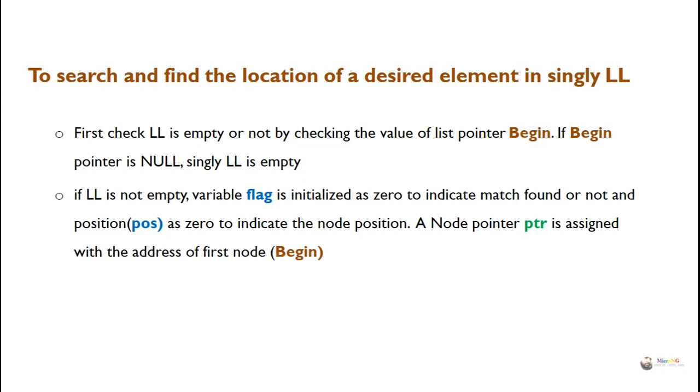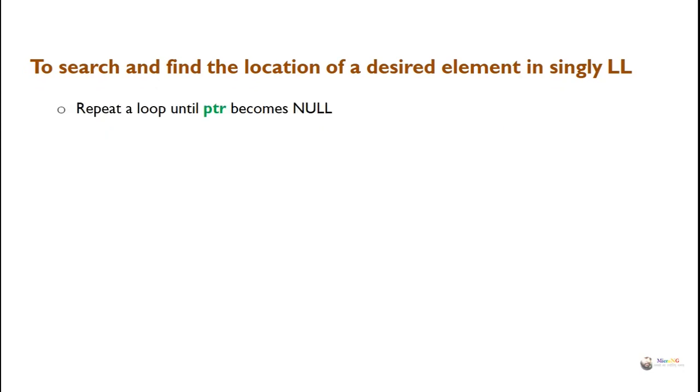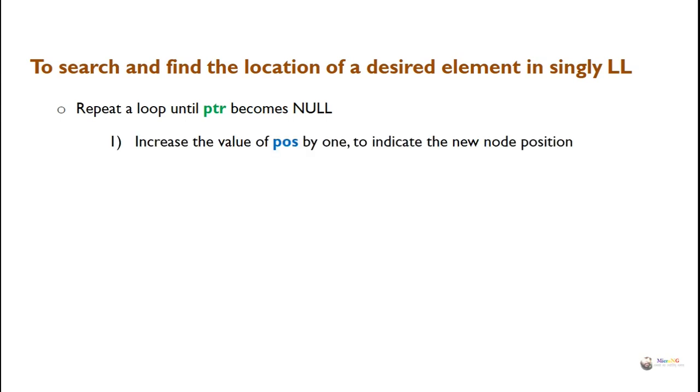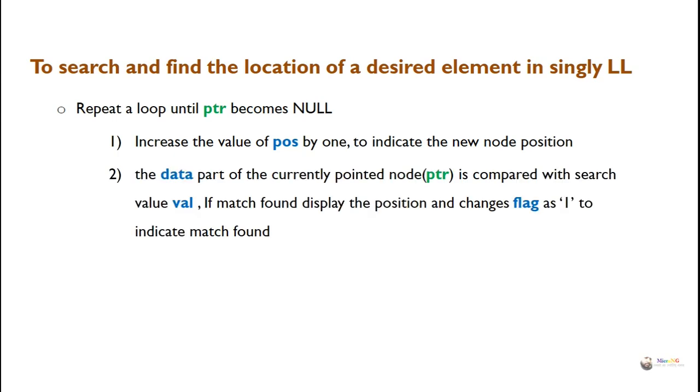A node pointer PTR is assigned with the address of the first node, begin. So in this initialization, flag is initialized as 0, position is initialized as 0, and a node pointer PTR is assigned with the address of the first node, that is begin. Repeat a loop until the pointer becomes null. Inside the loop, we first increase the value of position by 1 to indicate the new node position.